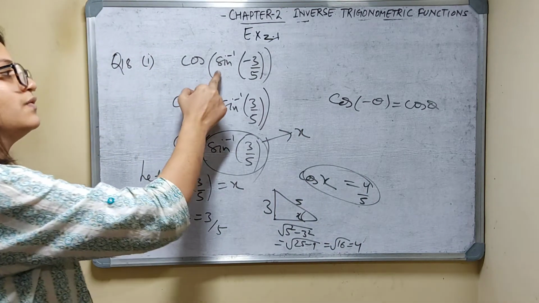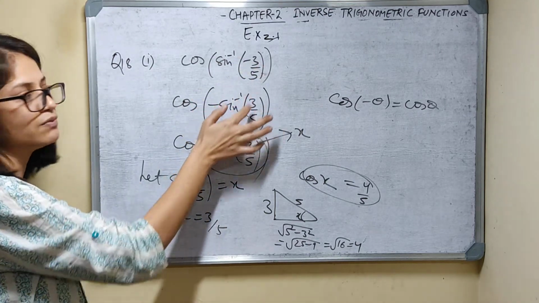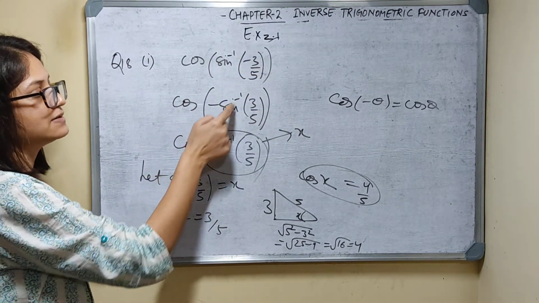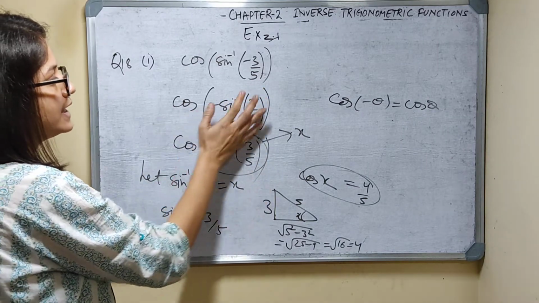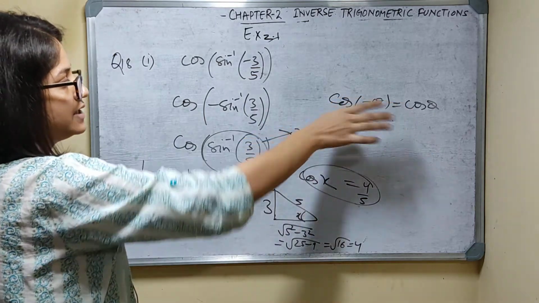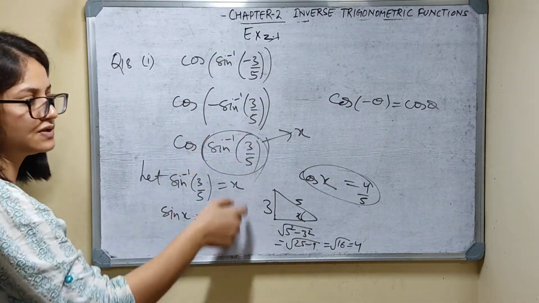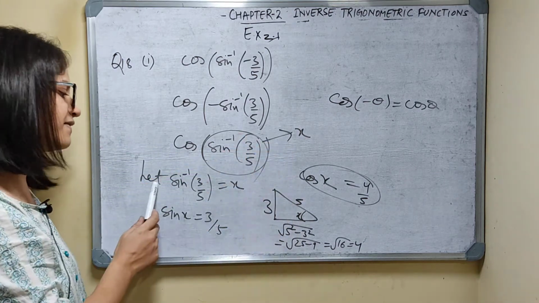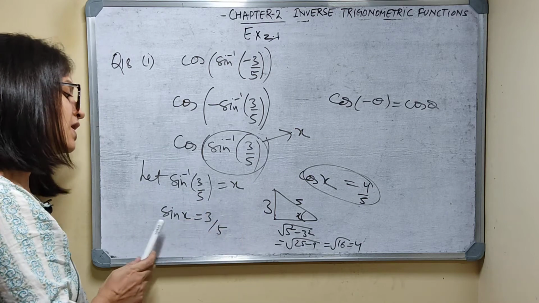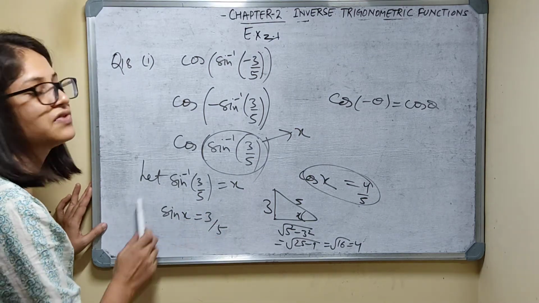Again I am repeating, cos of sine inverse minus 3 by 5. Sine inverse of minus theta is minus sine inverse theta. So cos of minus sine inverse 3 by 5, and cos of minus theta is cos theta. So I can write cos of sine inverse 3 by 5 only. So let sine inverse 3 by 5 be equal to x. So I can write sin x is equal to 3 by 5.